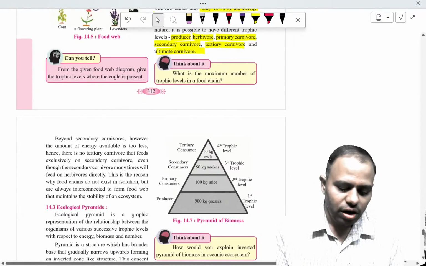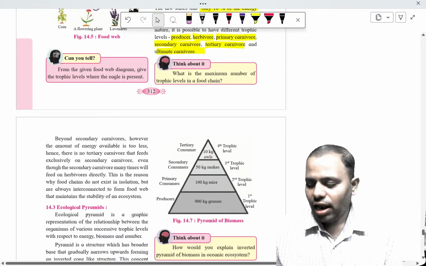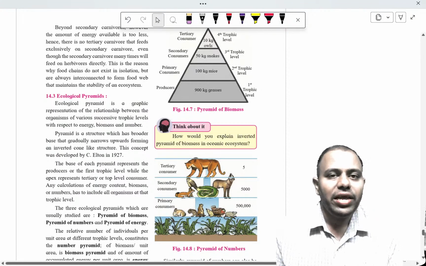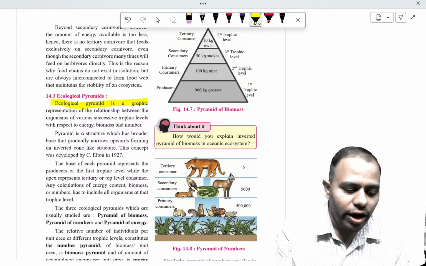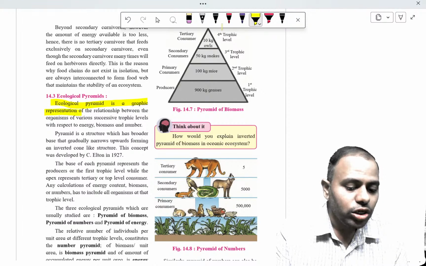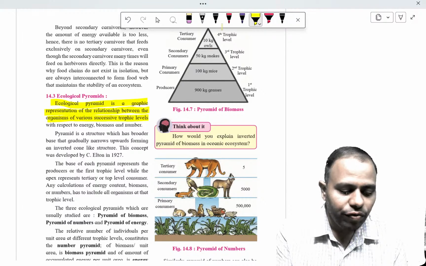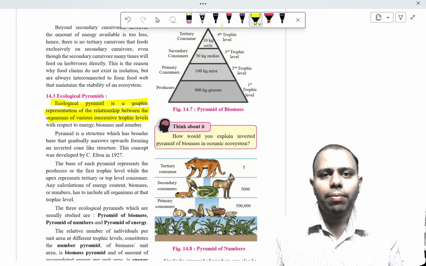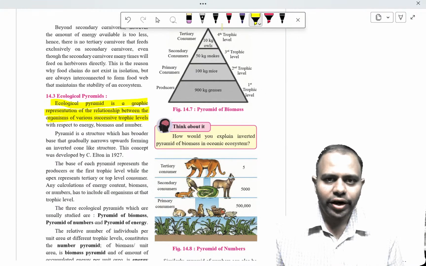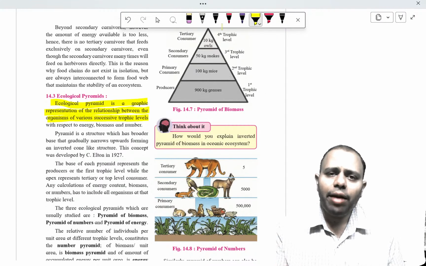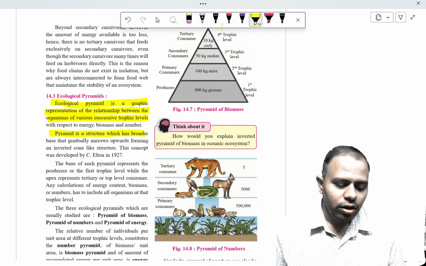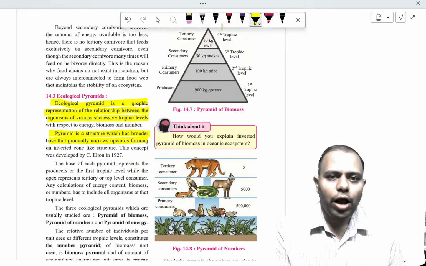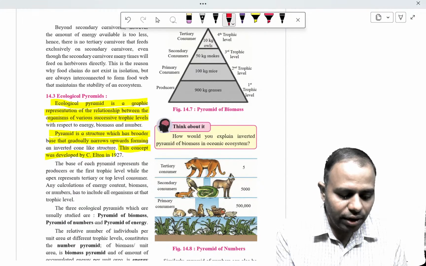Students, this division of trophic levels can be easily depicted or represented using a simple pyramid. These are called ecological pyramids. Ecological pyramids are graphic representations of the relationship between organisms of various successive trophic levels. We represent the energy, the number, or the biomass of the organisms in the form of a pyramid. It can be a pyramid of energy, of biomass, or of number. This representation helps us know the energy level, number, and biomass of a particular food chain. This concept was first developed by the scientist Charles Elton.